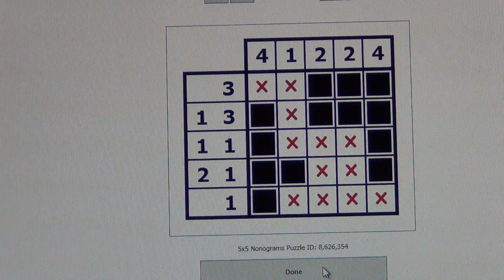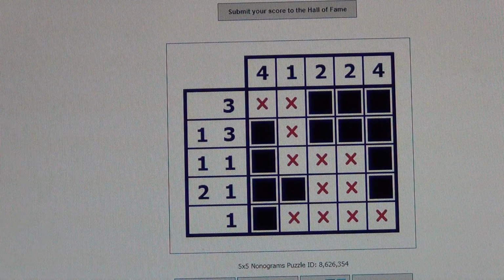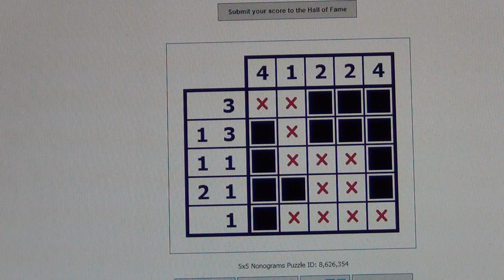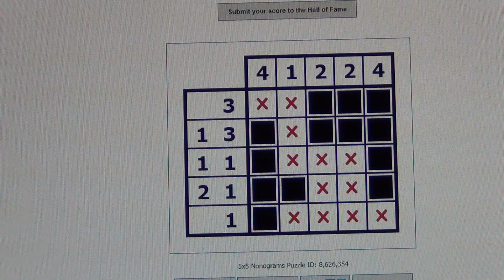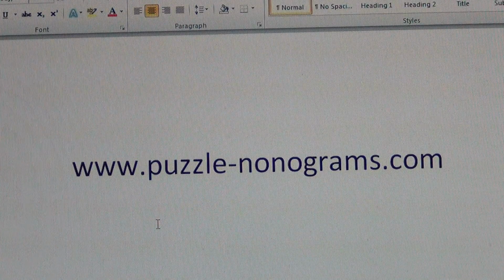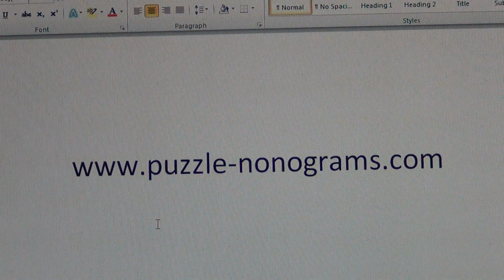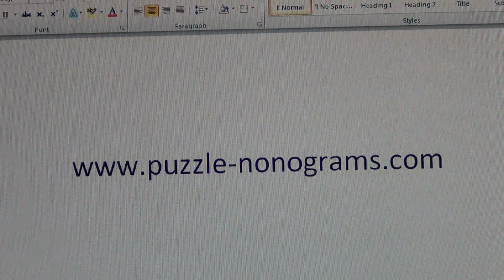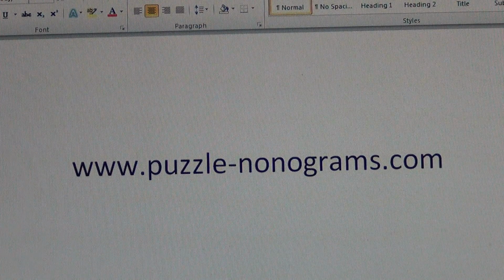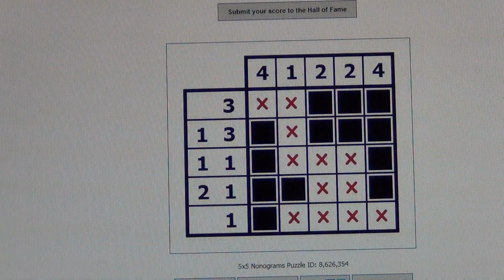And these puzzles are a lot of fun. I've worked at them a bit, and the fastest I've ever solved one is 16 seconds. If you go to the site that I told you about, www.puzzle-nonograms.com, there are a whole bunch of these puzzles. And here's how you solve a 5x5 nonogram. And I hope you have fun with it. I think they're great puzzles. Thanks.